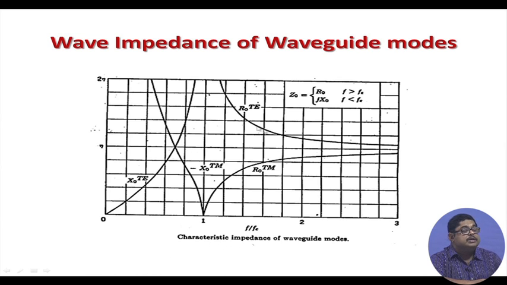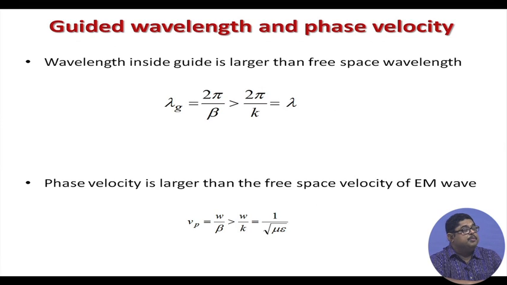This is basically the electric field to magnetic field ratio, this should be called wave impedance, not characteristic impedance. This is a loose talk, but you should know that it is a wave impedance concept. Now, similarly, guided wavelength and phase velocity can be easily calculated, we have already seen.